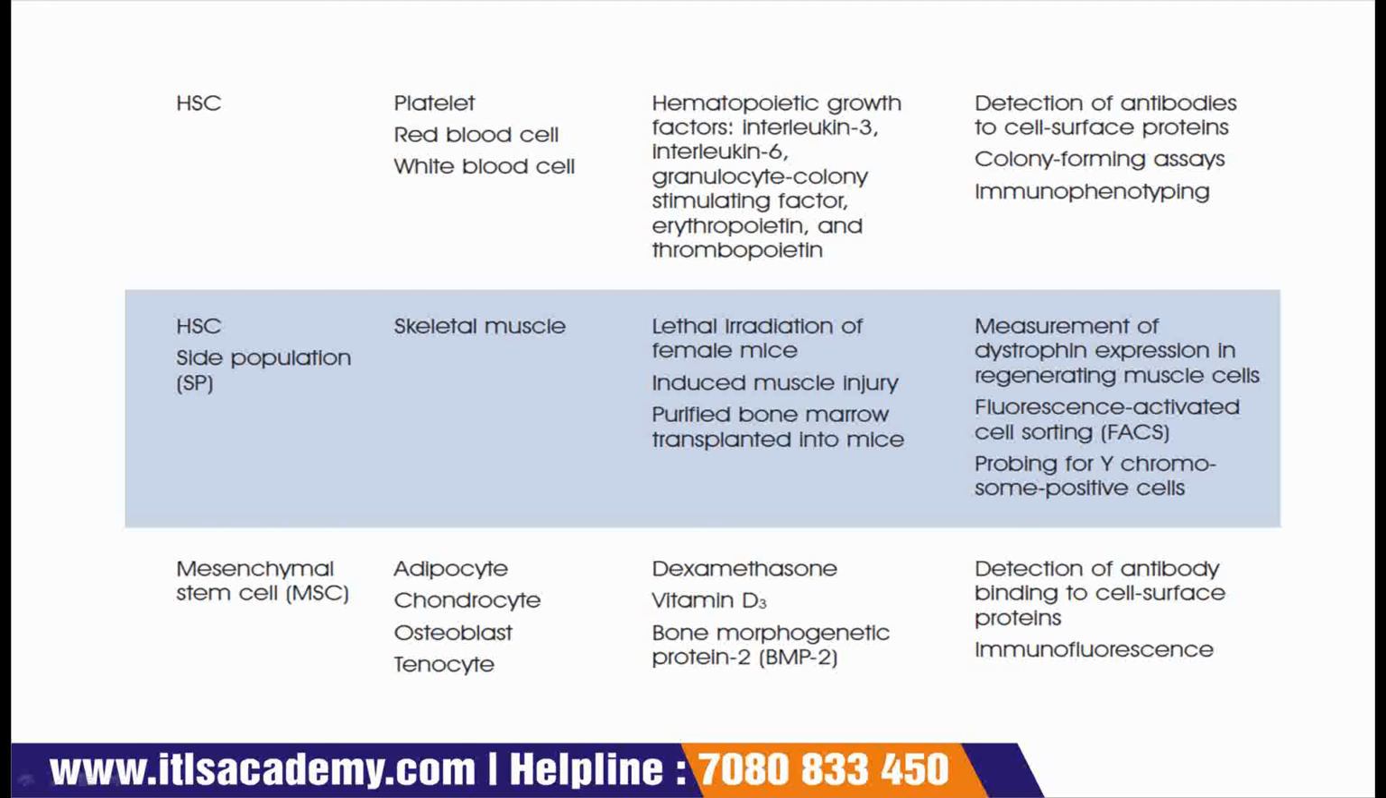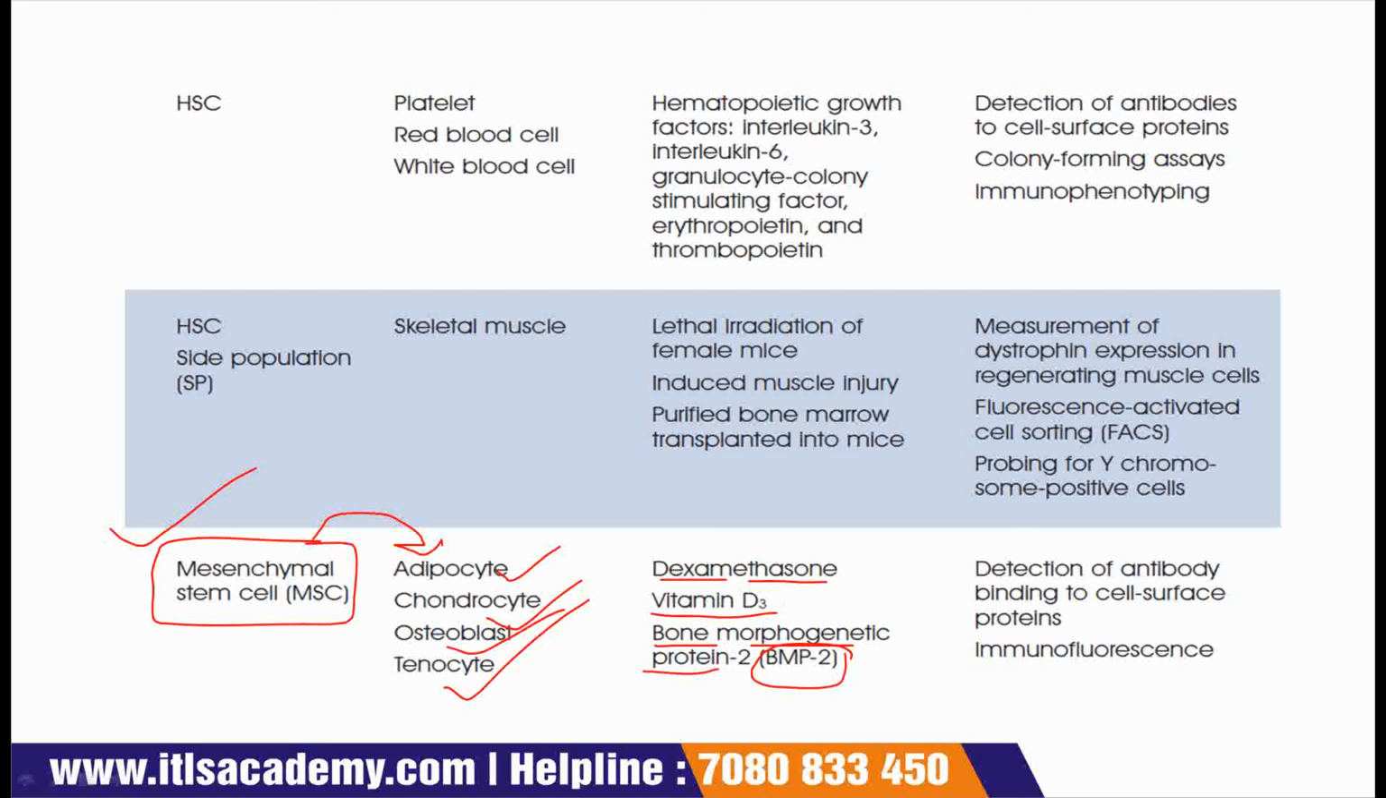So we have seen hematopoietic stem cells. Now we are going to see if the origin tissue is a mesenchymal stem cell. So these mesenchymal stem cells can give rise to adipocytes, which are the fat storing tissues, chondrocytes, which are the cartilage producing tissues, osteoblasts, that is bone forming, and tenocytes. The conditions will be dexamethasone, vitamin D3, bone morphogenic protein, that is BMP2. The method for characterization is detection of antibody binding to cell surface proteins and immunofluorescence.